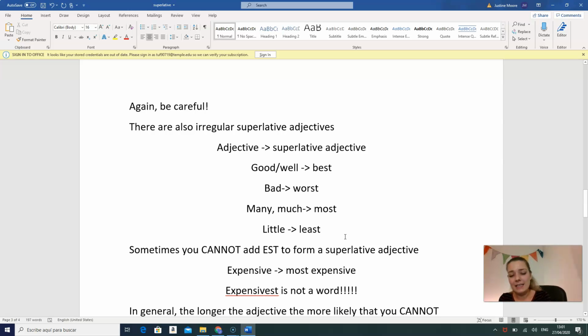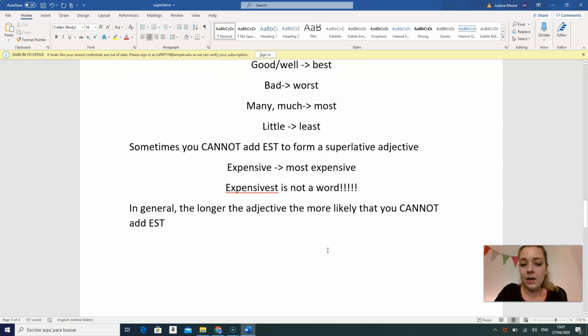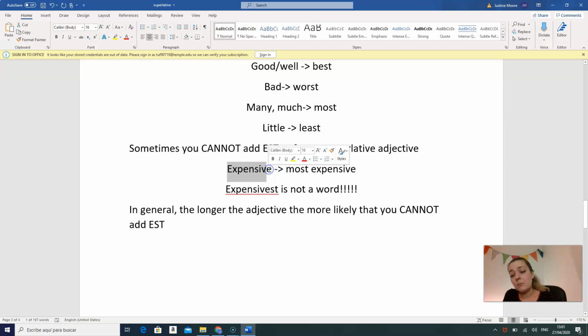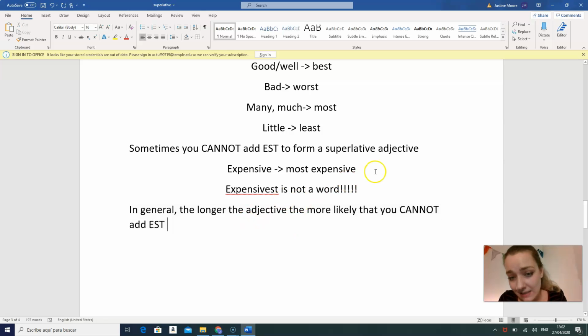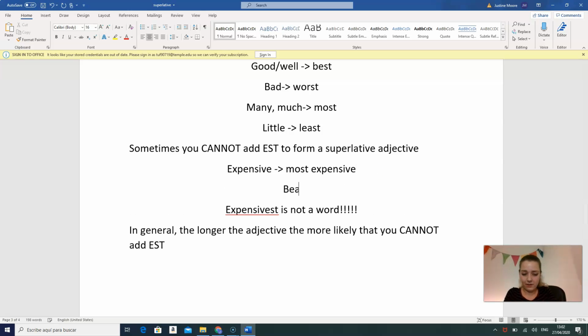Sometimes you cannot add EST to form a superlative adjective. Expensive is the adjective. The superlative adjective is most expensive. Expensivest is not a word. You can tell because of the red line underneath. Look, expensivest is not a word. It's most expensive. In general, the longer the adjective, the more likely that you cannot add EST. We'll give another example. The adjective beautiful. Beautifulest does not exist. It's the most beautiful. So in general, the longer the adjective, the more careful you need to be.